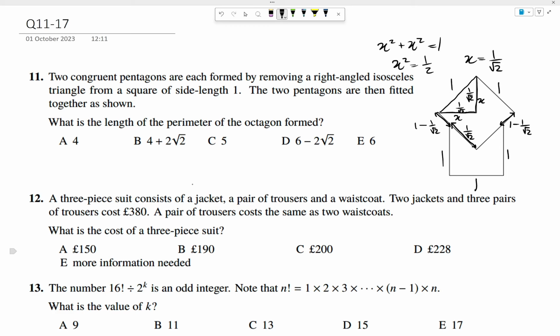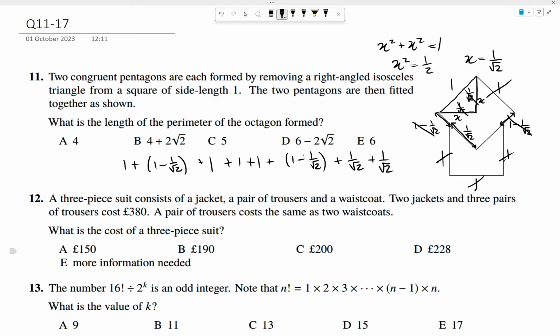If I go and add all these sides together, we'll have 1, I'll cross them off as I go, plus 1 minus 1 over root 2, plus 1, plus 1, plus 1, plus 1 minus 1 over root 2, plus 1 over root 2 plus 1 over root 2. And those are all the sides.